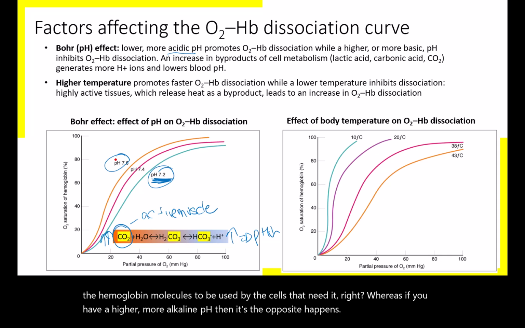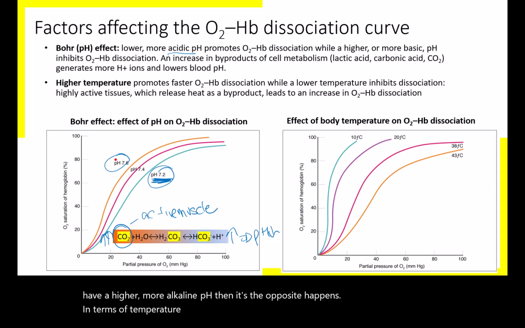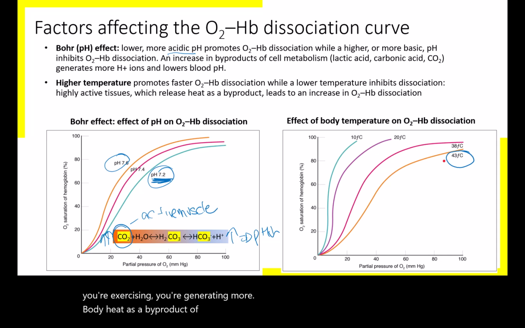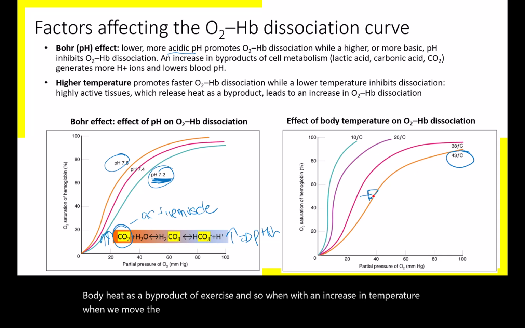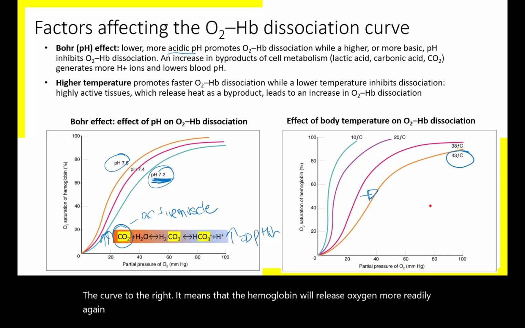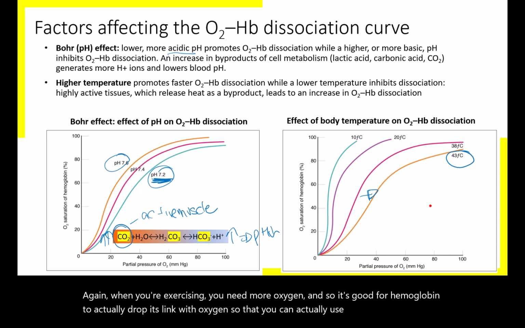In terms of temperature, again, when you look at the exercise example, if you're exercising, you're generating more body heat as a byproduct of exercise. With an increase in temperature, we move the curve to the right, which means the hemoglobin will release oxygen more readily. Again, when you're exercising, you need more oxygen, and so it's good for hemoglobin to drop its link with oxygen so that you can use it in your more active tissue, right?